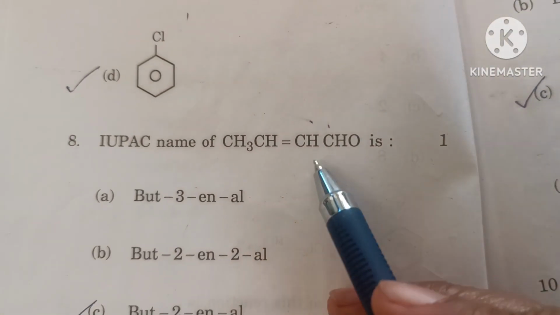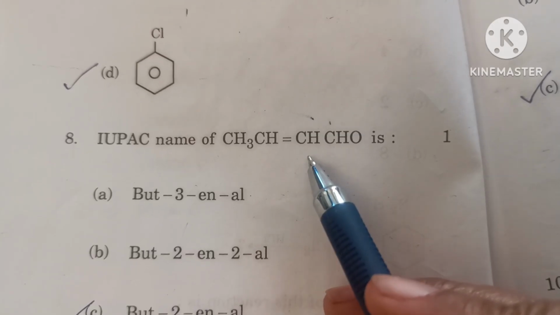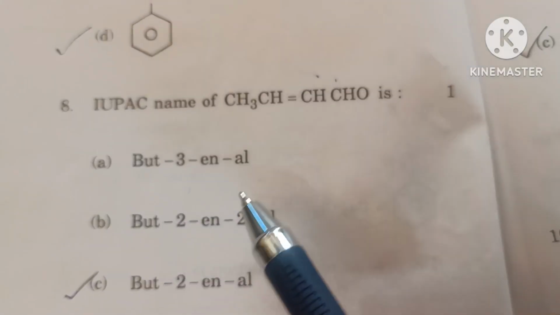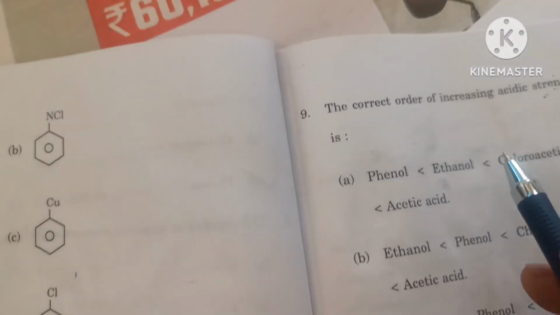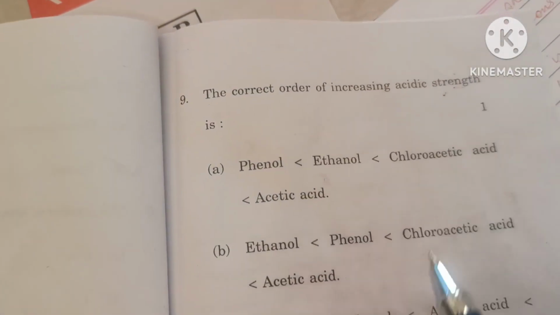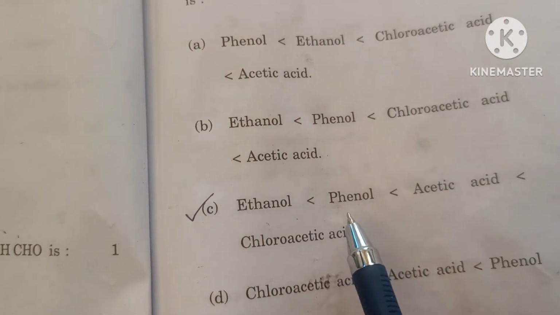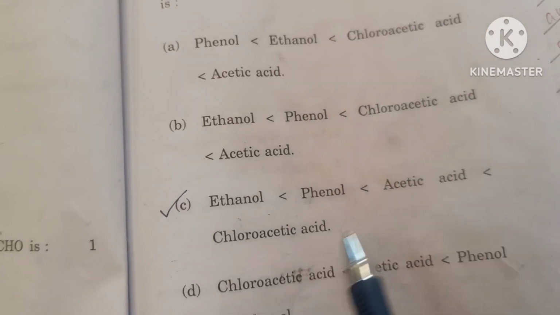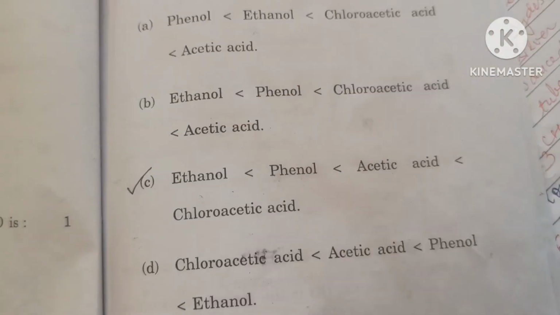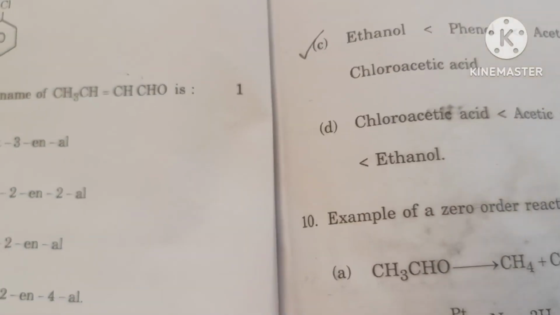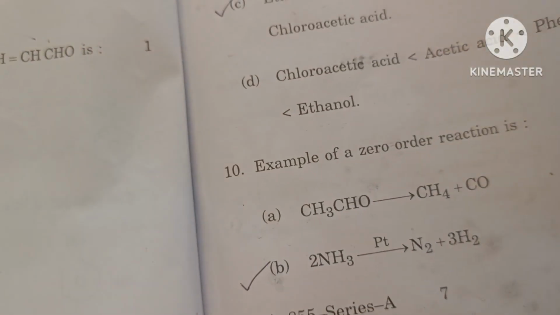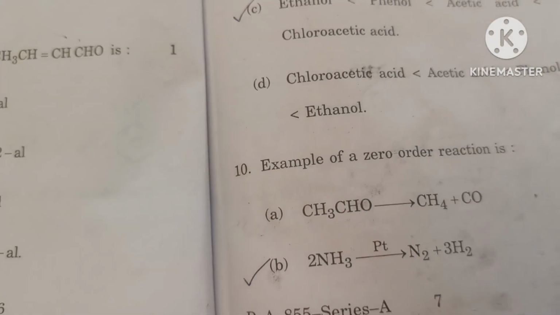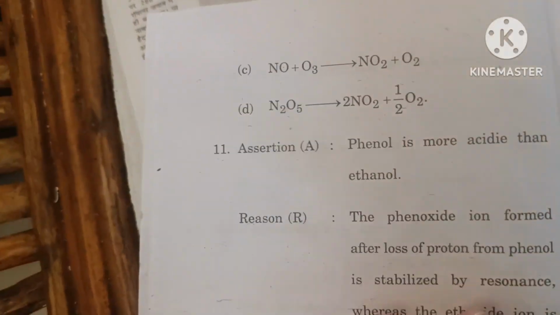IUPAC name of this compound is butylenol. Option C. The correct order of increasing acidic strength is ethanol is less than phenol is less than acetic acid is less than chloroacetic acid. Example of a zero order reaction is 2NH3 decomposing into N2 and 3H2 in presence of platinum.